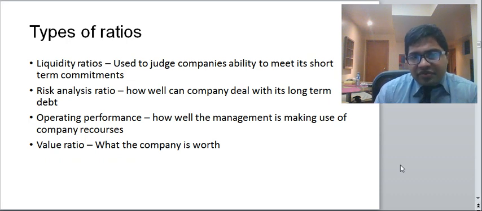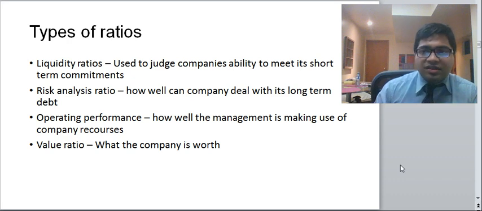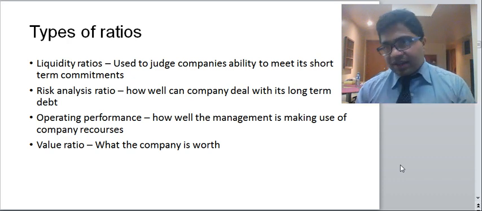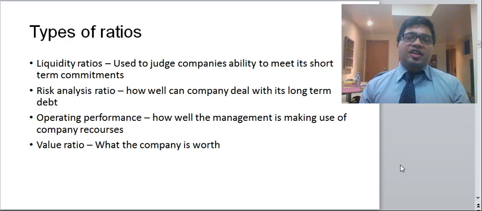Now we are going to see different types of ratios. Majorly four types. Liquidity ratio is used to judge a company's ability to meet its short-term commitments. So it shows whether the company will sustain in the short run. Risk analysis ratio shows how well a company can deal with its long-term debt. So whether the company can sustain in the long run, whether it can pay off its debt and continue growing and continue doing business.